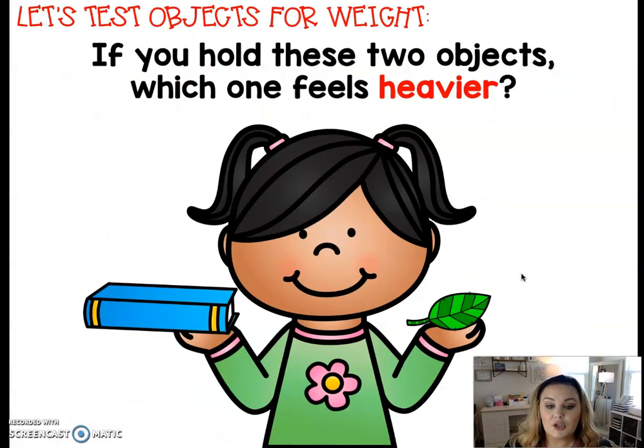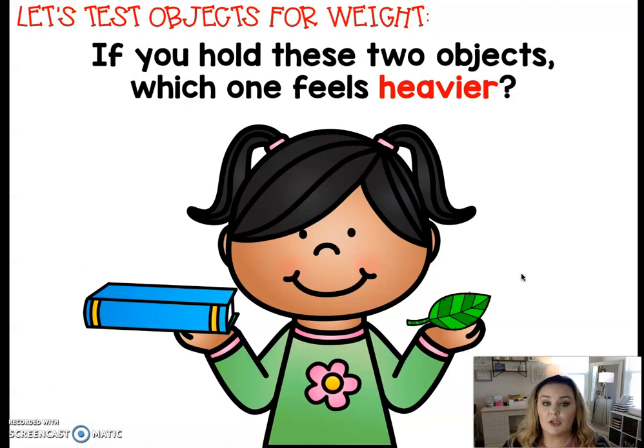We are going to do an activity together, and we're going to pretend if we hold these two objects in our hands, which one is going to feel heavier. You can either do an air circle around the one that you think feels heavier, or you can just say the word of which one it is.